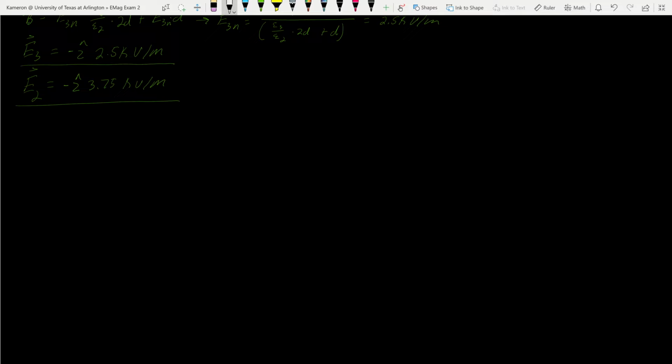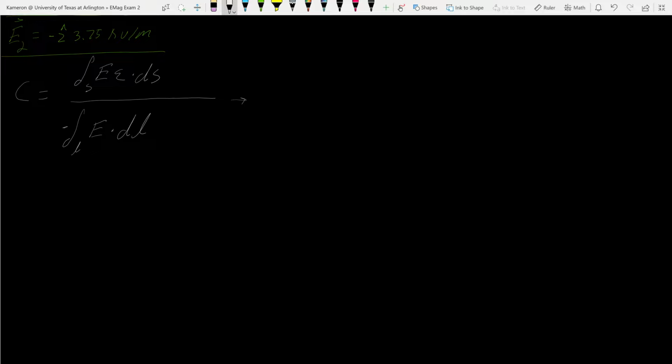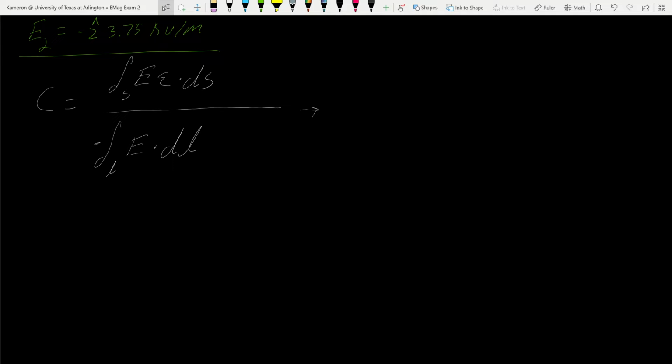you know that capacitance is equal to the surface integral of our electric field times the electric permittivity constant dotted with ds over our negative line integral of E dotted with dl. Alright, so what can we get from this? Well, an integral of a surface is essentially just an area, right? So this top portion will come out to something like this, E times epsilon times A. And we already know this one down here. This is simply just an expression for voltage.